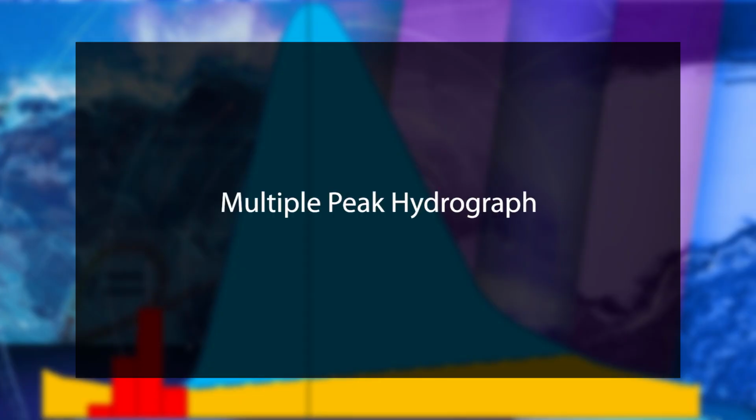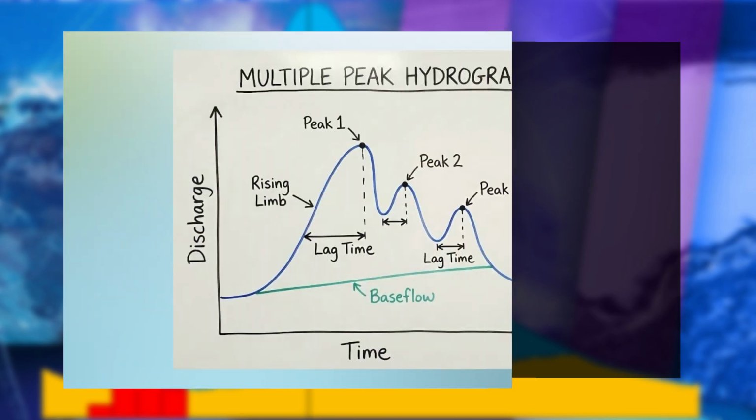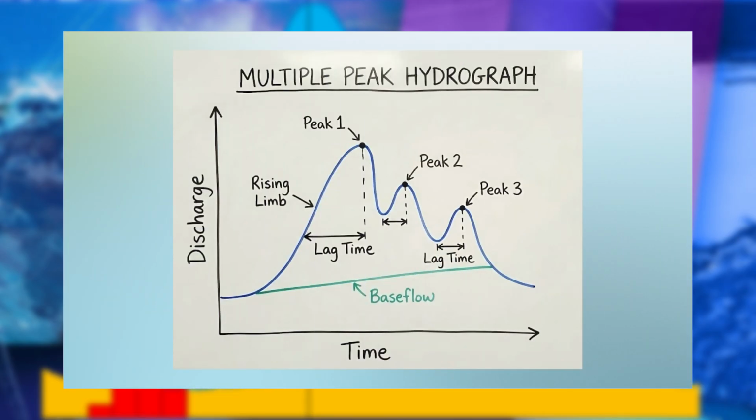The second type of hydrograph is the multiple peak hydrograph. This is a type of hydrograph in which each peak corresponds to runoff from a specific rainfall event or sub-catchment contribution and is commonly associated with large basins and rainfall events involving multiple rainfall periods. These hydrographs exhibit multiple peaks corresponding to successive rainfall events or varying contributions from different subbasins.